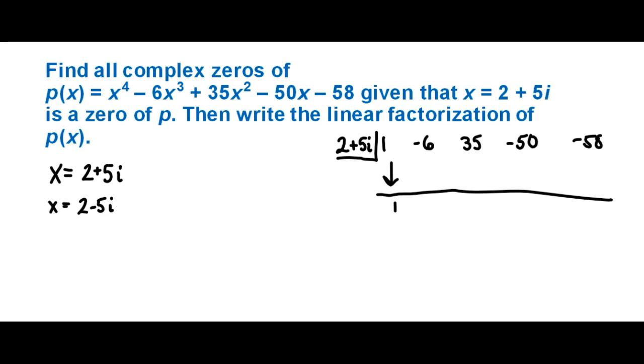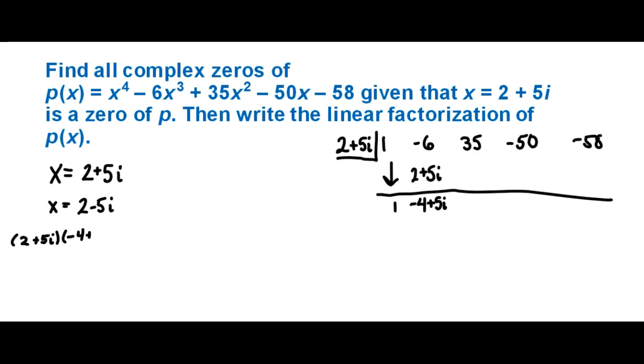2 plus 5i times 1 is just 2 plus 5i. When I add this negative 6, I'm going to get negative 4 plus 5i. For the real part, I add the two real numbers, and then the complex doesn't change because negative 6 doesn't have an imaginary component. So when I multiply this 2 plus 5i by this negative 4 plus 5i, I'm going to have to FOIL them.